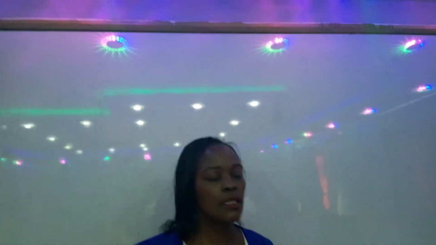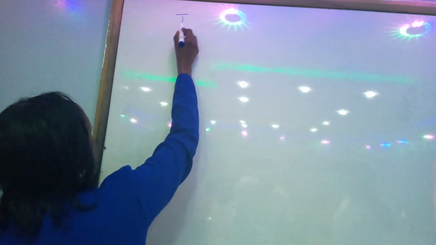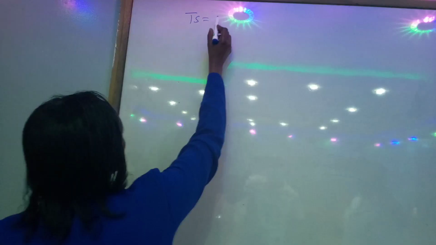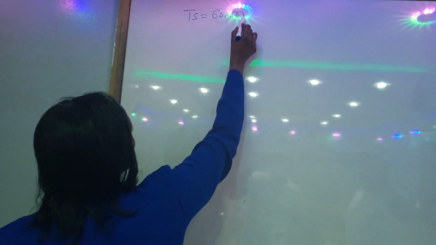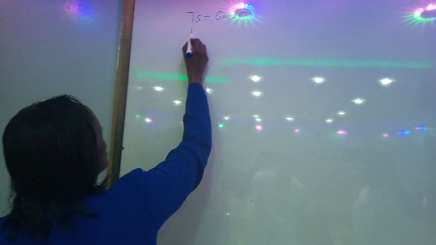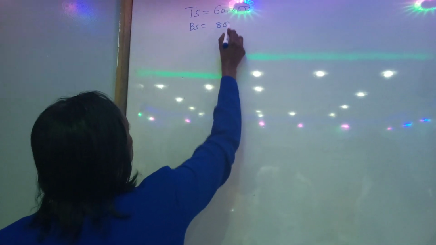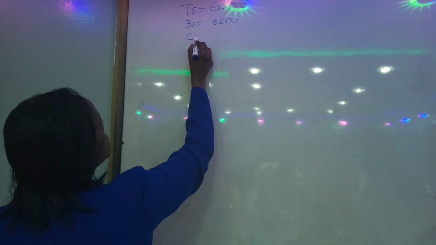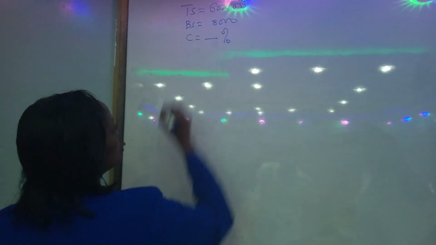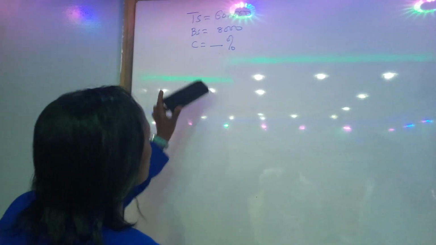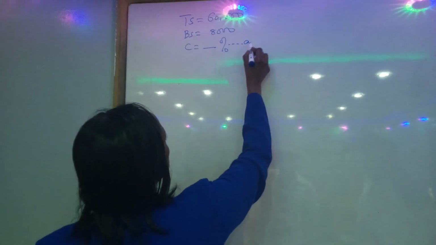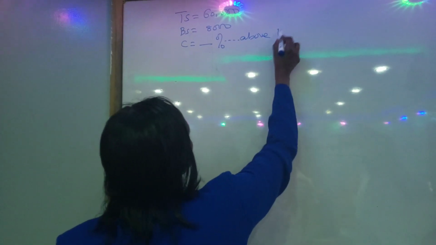Back to our lesson. There's something I want to take you through concerning percentage commission. Look here, this one is a vendor who sold goods. This one is referring to total sales, who sold goods worth 60,000. He gets a basic salary of 8,000. He gets a commission of a certain percentage from the sales that are above 10,000.